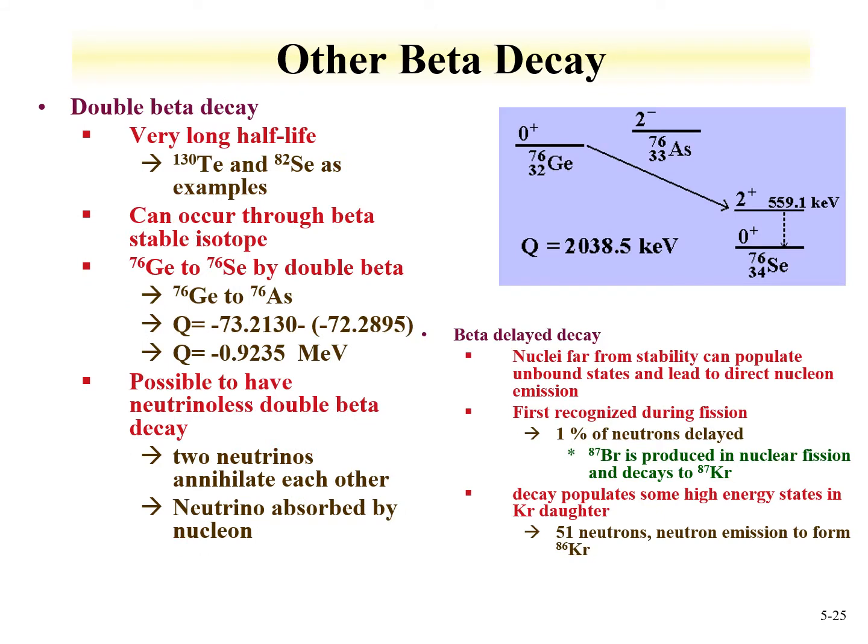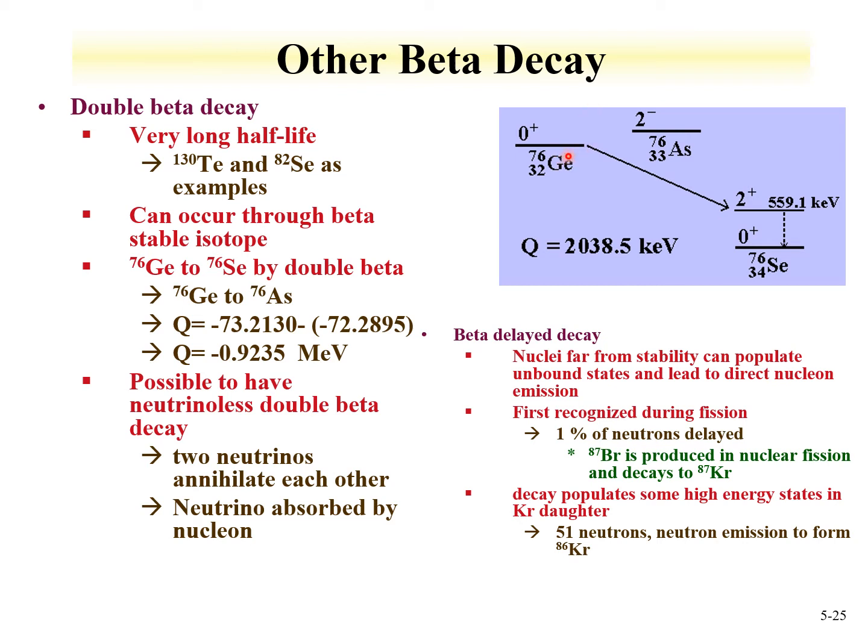In closing out beta decay, we'll add one more beta decay method, the double beta decay. In this case, an isotope will emit 2 beta particles simultaneously during its decay. These tend to have very long half-lives. Examples are listed here: tellurium-130, selenium-82, germanium-76, and molybdenum-100 also goes through this route. And that's what's seen here.